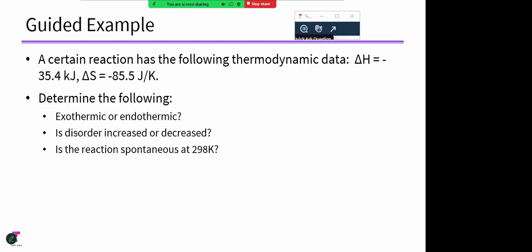These first two questions we can answer just based off of the signs of enthalpy and entropy. So we have a negative enthalpy. By definition, that is exothermic. And since delta S is negative, that means that disorder is decreasing.